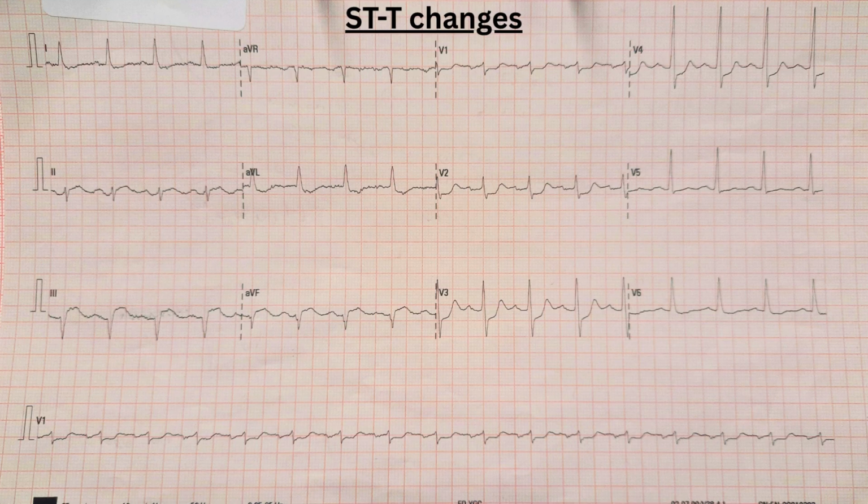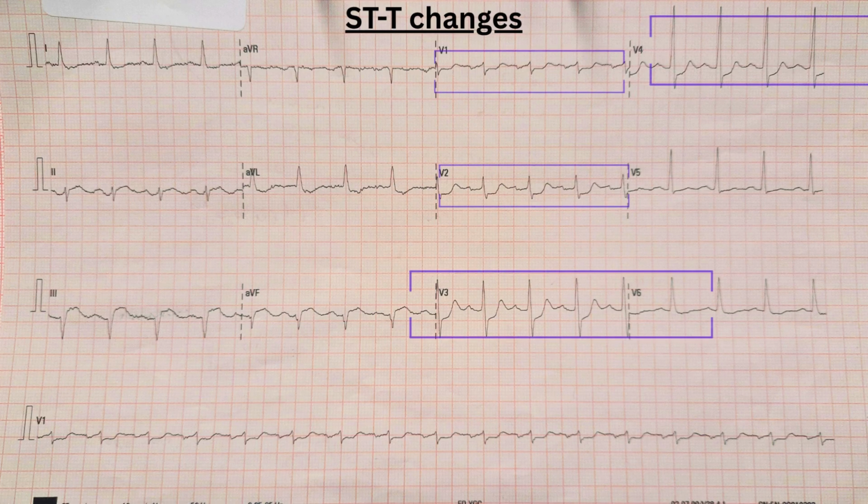Now, here is a bonus challenge. Did you notice ST segment depressions with upright T waves and prominent R waves in leads V1 to V4? These subtle changes point to an additional posterior wall myocardial infarction. When both inferior and posterior wall changes appear together, it usually suggests blockage of the right coronary artery.